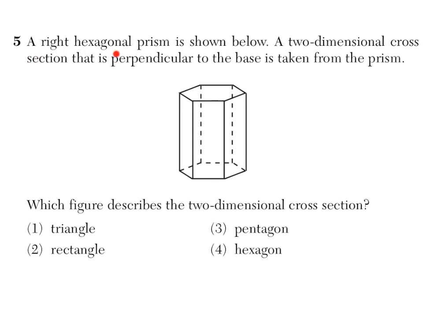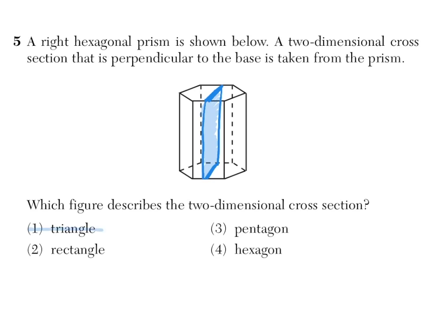Question number 5 says, a right hexagonal prism is shown below. A two-dimensional cross-section that is perpendicular to the base is taken from the prism. Which figure describes the two-dimensional cross-section? Well, I know that if it's perpendicular to the base, it might look like this. So this, of course, is one base. This is the other base. And I know that when we connect this, what happens? We've got a rectangle. Beautiful. So this is what the cross section is going to look like.